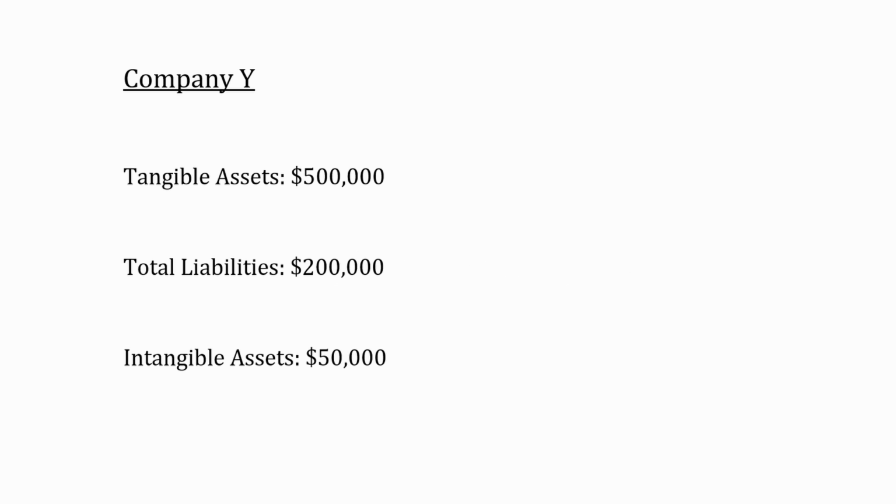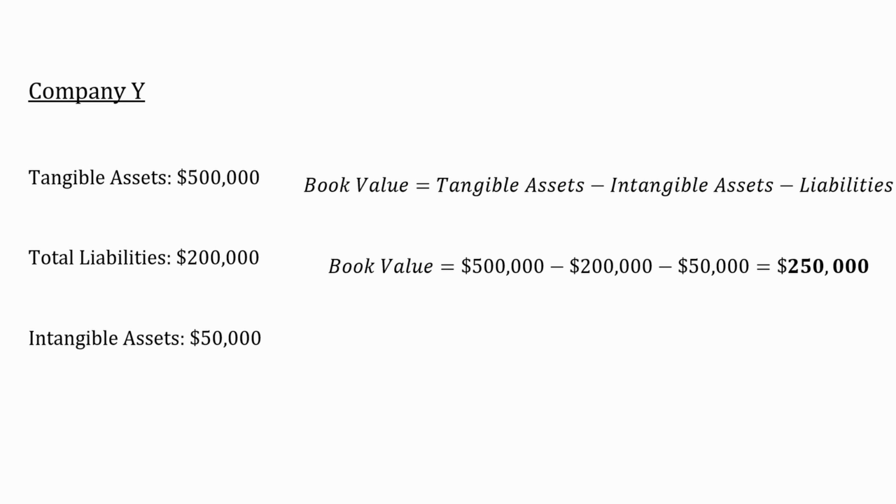Let's give an example. Say we have company Y, which has $500,000 of tangible assets, which are just physical assets that can be easily sold, such as vehicles, machinery, buildings, cash, and stocks in other companies. And that company Y also has $200,000 of liabilities, such as loans and accounts payable, and $50,000 of intangible assets, which are non-physical assets that don't have any immediate monetary value, such as accounts receivable, patents, and goodwill. If we use the aforementioned calculation and subtract liabilities and intangible assets from the total tangible assets, we will find that company Y has a book value of $250,000.